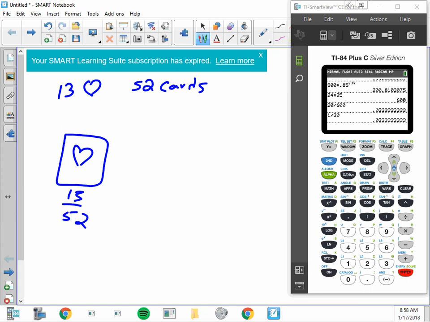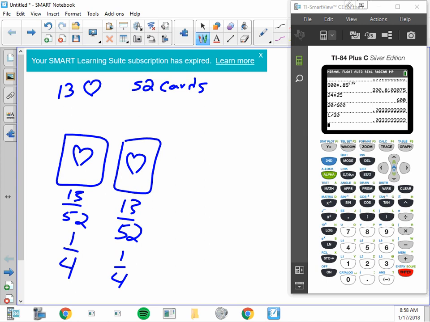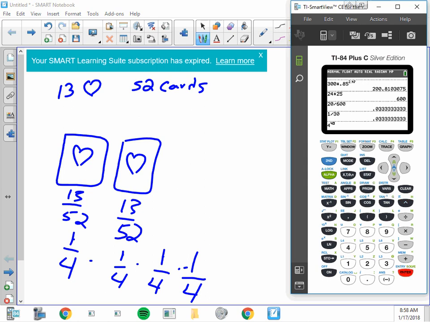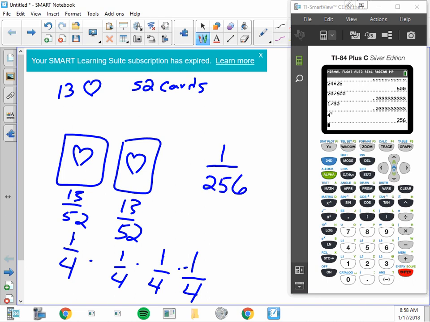For that second draw, is it independent or dependent? If I put it back in, does that make it independent or dependent? Independent. So for this second one, what's the chance that it's a heart? The same, 13 out of 52, which is actually just 1/4. What about the next one? It's going to be 1/4 and 1/4. So when I multiply those together, 1 times 1 times 1 times 1 is 1, and 4 to the 4th is 256. So the chance is 1 in 256.